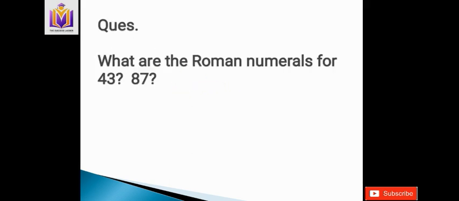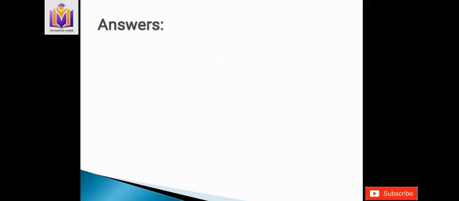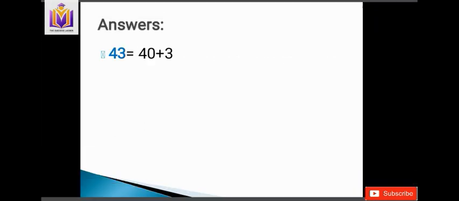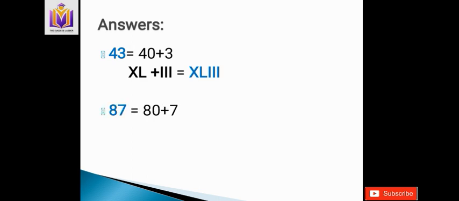Now let us move to the another one, 87. So for 87, we can split it as 80 plus 7. Now 80 we can write as LXXX, plus 7 we can write as VII, and all together it makes LXXXVII. So this is how we write 87 in Roman numerals.